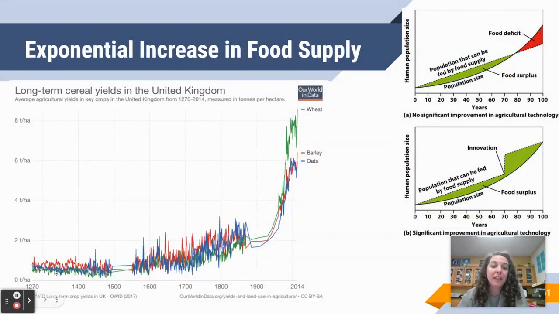So you can see that for a very long time in the United Kingdom, food supply was very linear. But then in the early 1900s, we created that synthetic nitrogen, which created synthetic fertilizers. And from there, we've seen a huge spike in food supply.